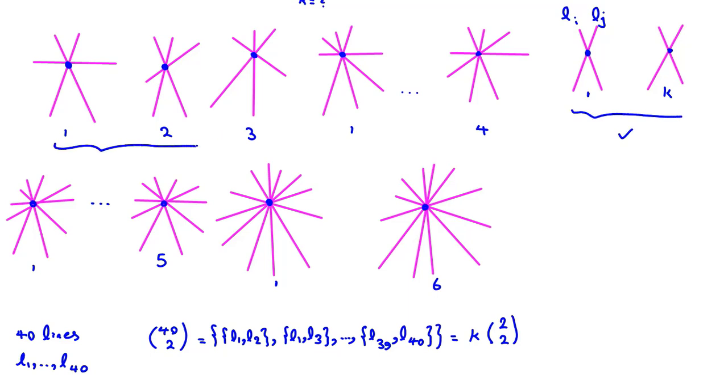Now let's consider this part. 3 lines, each of them 3 intersections. So for example, if you have LR, LS, LT, what are the pairs they create? LR, LT, then LR, LS, and then LS, LT.